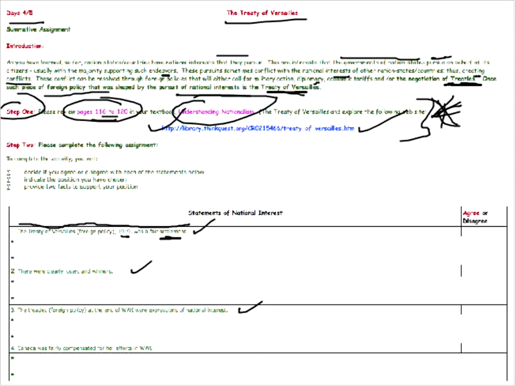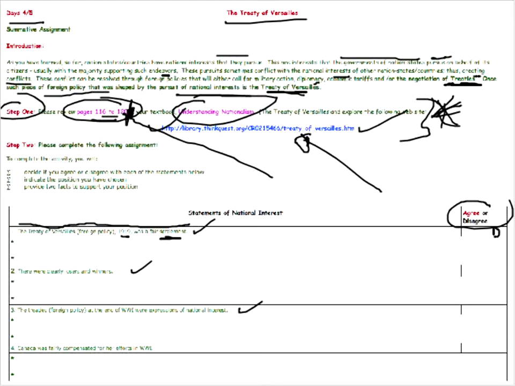Now, all you need to do is either agree or disagree with that statement based on what you learned at this website and at these pages in your textbook. Okay? Now, if you agree with it, you'll write an A in this box right here, underneath agree or disagree. If you disagree with the statement, if you think that the Treaty of Versailles was an unfair treaty, then you would write a D in this box for disagree.